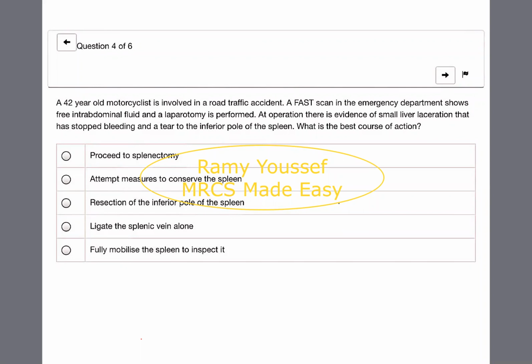Proceed to splenectomy. Attempt measures to conserve the spleen. Resection of the anterior wall of the spleen, ligate the splenic vein alone. Fully mobilize the spleen to inspect it. I think B, we will try to conserve the spleen.